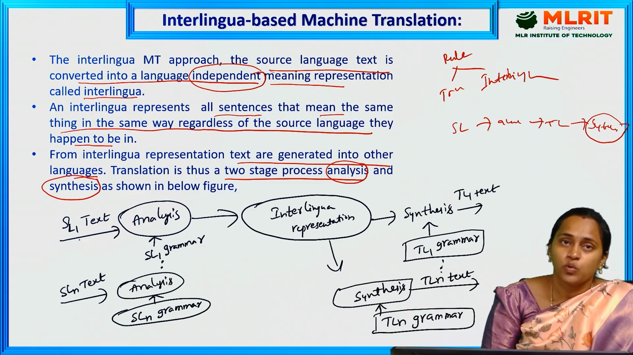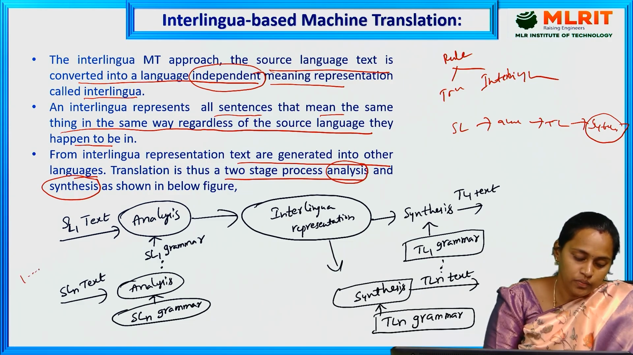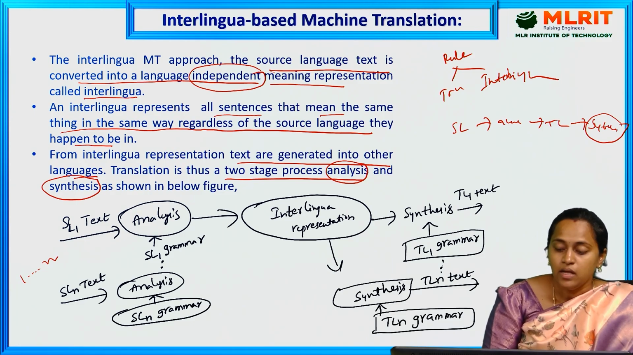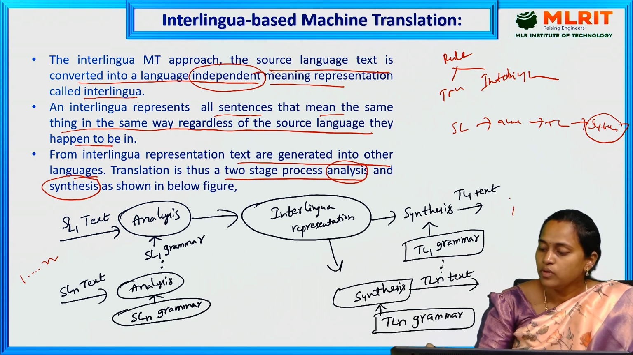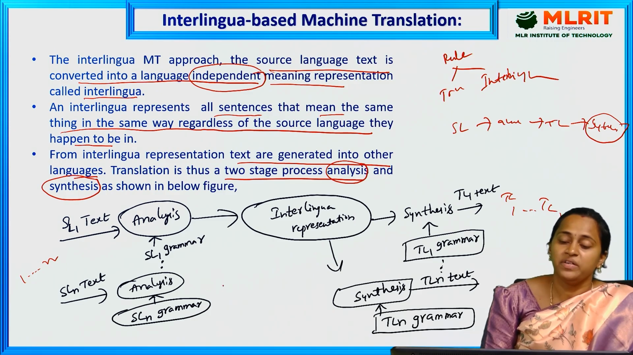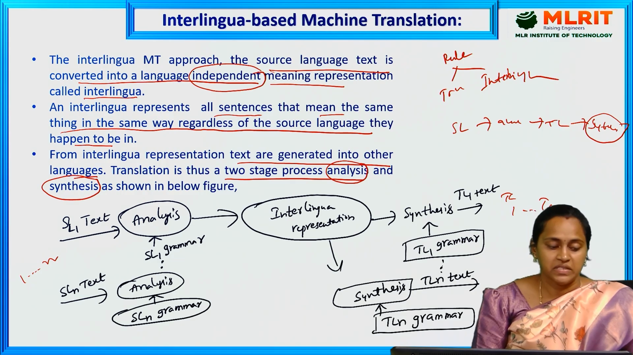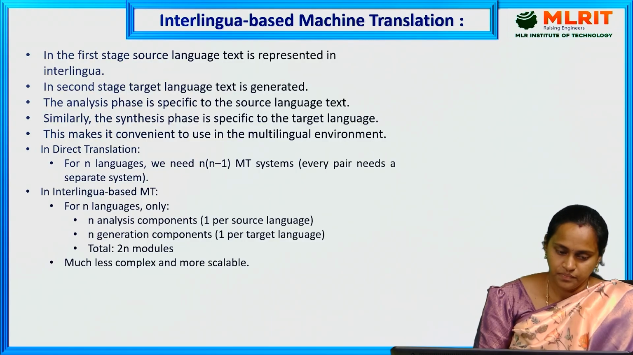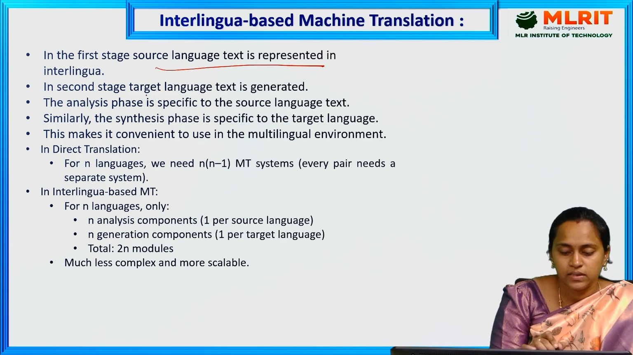Here, source language text 1 to n, that means 1 to n language texts, right? After that, the interlingua representation, and synthesis is required to target languages TL1 to TLn. This is the representation of interlingua. That means multiple texts are transferred by using the interlingua representation. First, the source language text is represented in interlingua. Second is the target language representation.